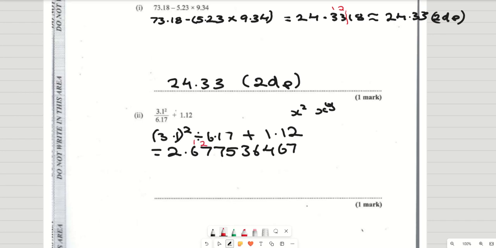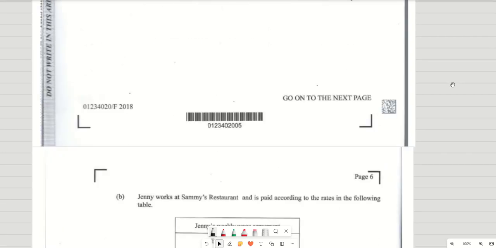So you draw a line after your second decimal or second digit. The number after the line, is it more than 5 or less than 5? The 7 says it's more than 5, so you add 1 to the 7 in front of your line. So the answer is equal to 2.68 to two decimal places, and that would be your answer for part 2. Let's look at the next question.